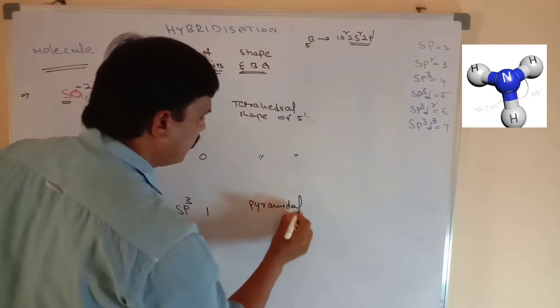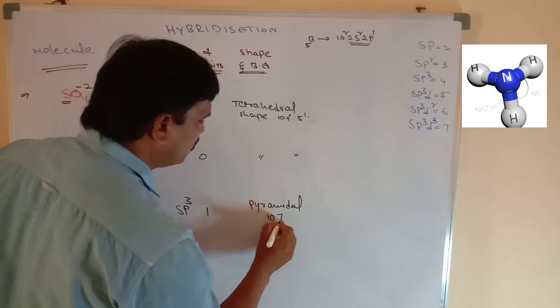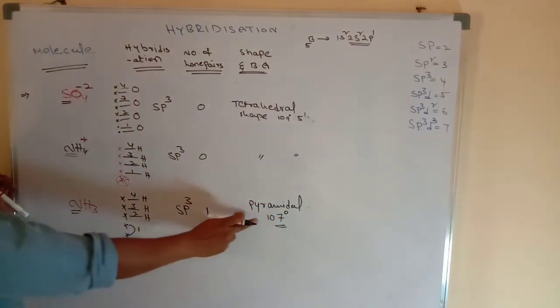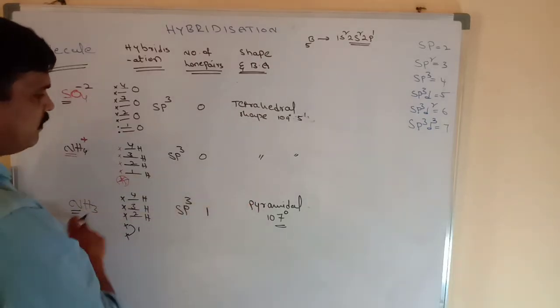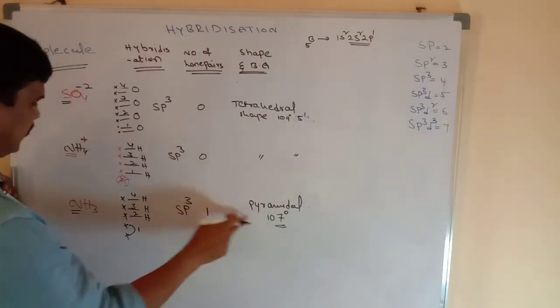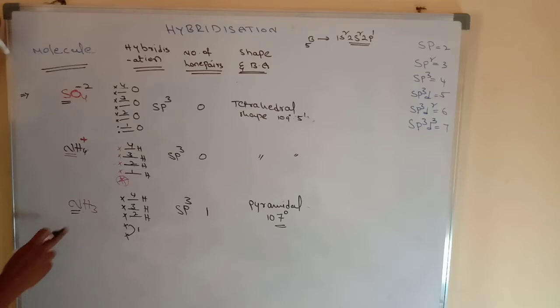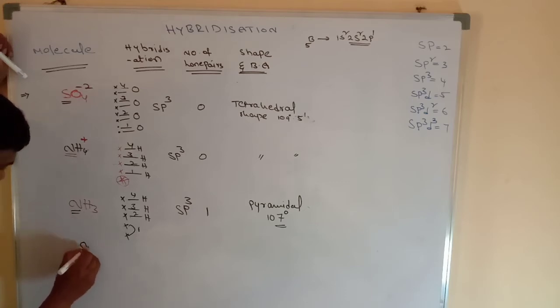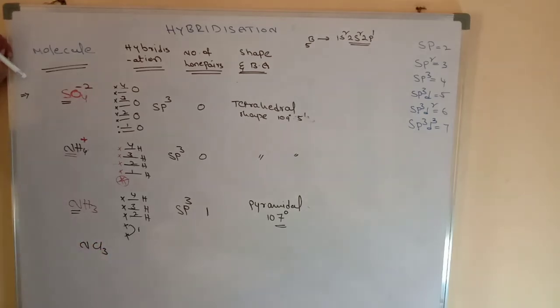Which shape? Pyramidal shape. The bond angle is 107 degrees. Why 107 degrees in ammonia? In the next class I will discuss it in detail for all molecules. Now this is ammonia, NH3. Another example is NCl3.